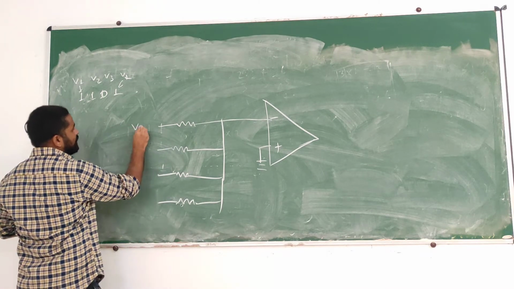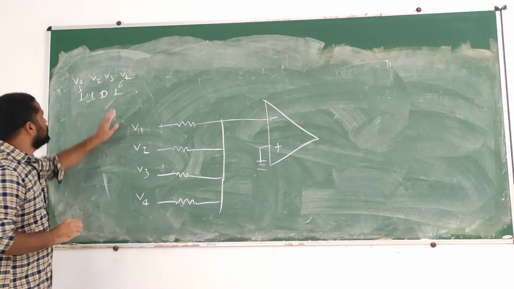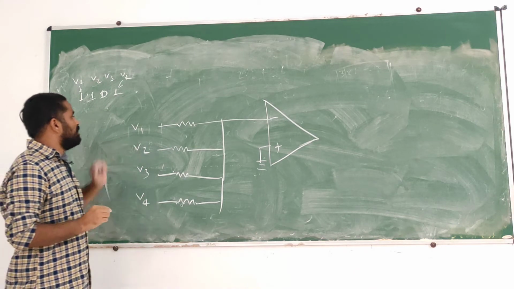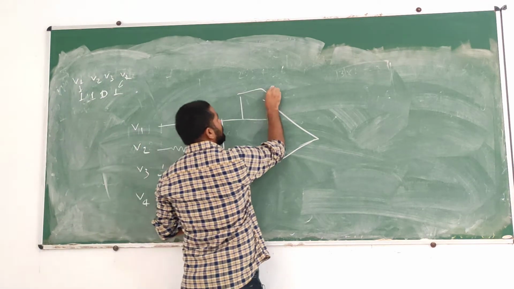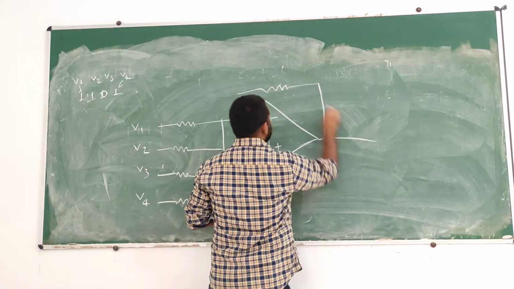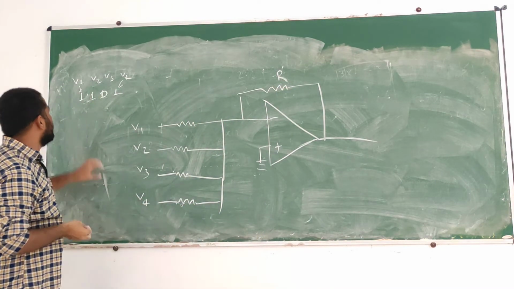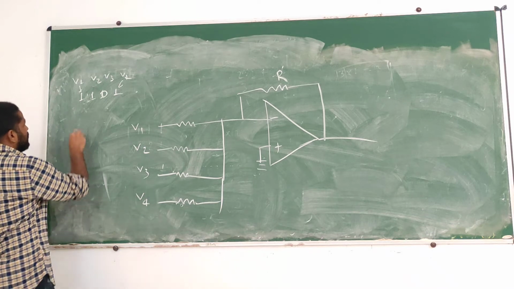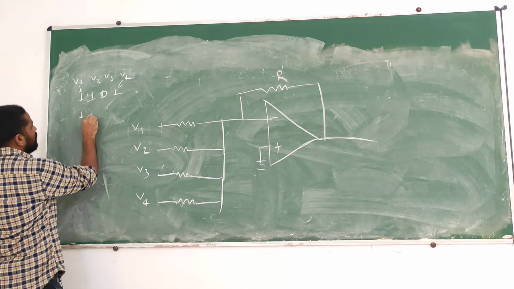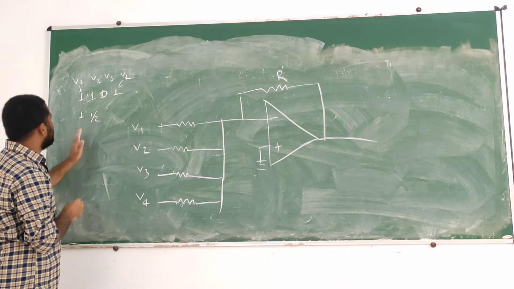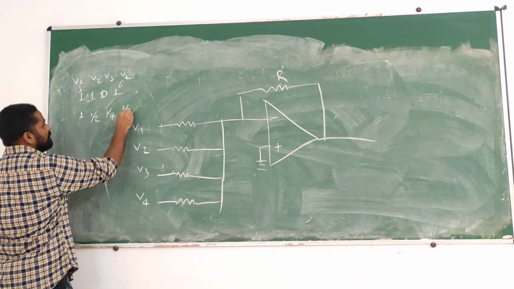Now we need V1, V2, V3 and V4. This is the LSB, the least significant part, and this is your MSB, the most significant part, and this is your feedback resistance. This is your R. Now we keep the gain of V1 as 1, and the gain of V2 will be divided by 2, because it is getting divided. This will be 1 by 4 and this will be 1 by 8.